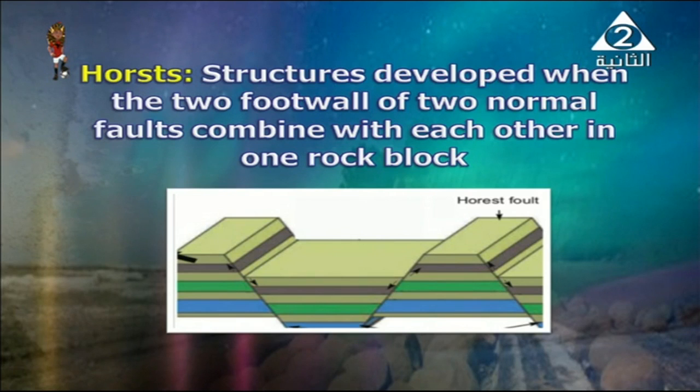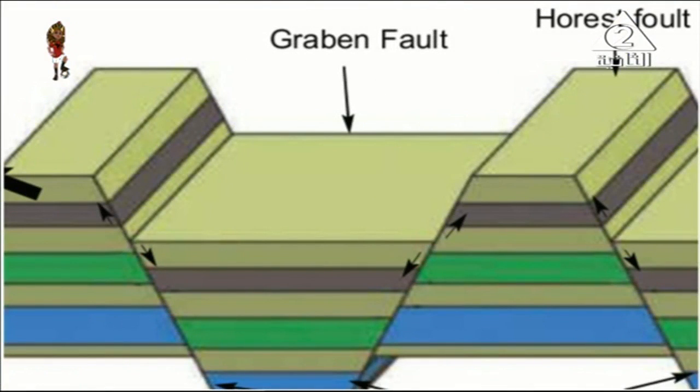As you see, the differences are in the direction of the fault dip. We have a highly elevated part, which is the horst, and the lower part is the graben. So we can have both structures together.